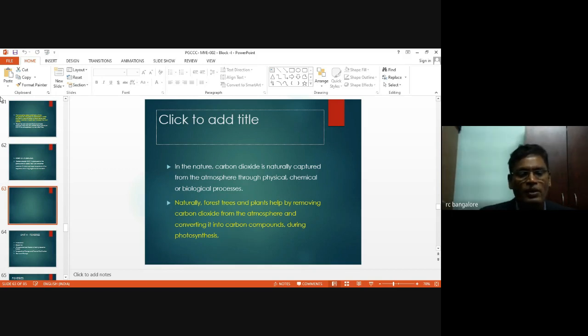What will happen during the process of photosynthesis? This carbon dioxide is utilized, whereby the load of carbon dioxide will be reduced. Naturally, forest trees and plants help by removing carbon dioxide from the atmosphere and converting it into carbon compounds during photosynthesis. That is why we require more forest cover, more plants, more green, more trees around, which will reduce the carbon load in the atmosphere.